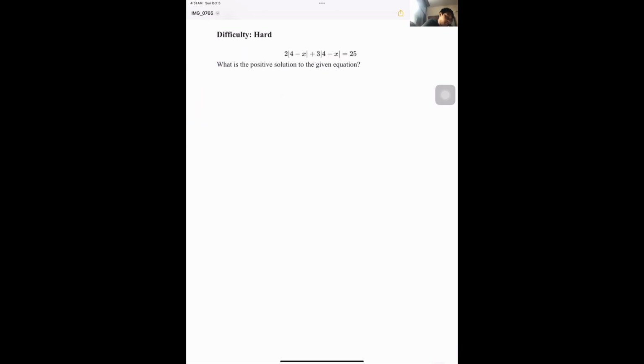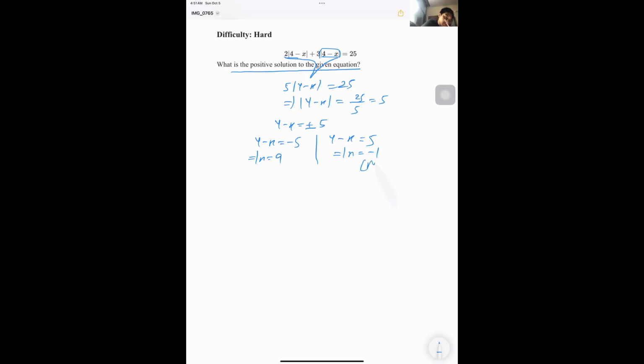Question 2, what is the positive solution to the given equation? So let's first simplify this part. This is 4 minus x, modulus is common, so it is 5 times mod 4 minus x is 25, or mod 4 minus x is equal to 25 by 5. So 4 minus x can be plus minus 5. 4 minus x equal to minus 5, or x equal to 9, or again 4 minus x equal to 5, or x is minus 1. This is not applicable in this question as they've asked for the positive solution, so therefore x equal to 9.